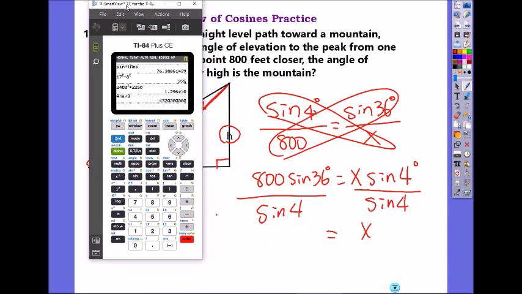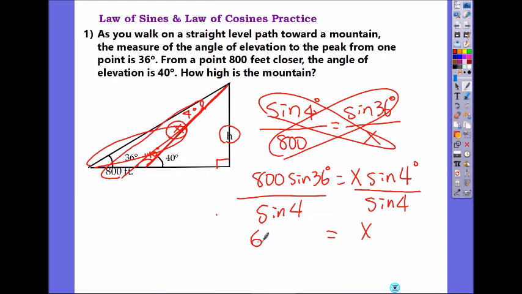Please take a calculator. So 800 sine of 36, press enter. Divide by sine of 4. So I get x equals 6740.997. 6740.997 feet. So are we done? Was that the question you're asked to solve for? No, you're looking for the height.